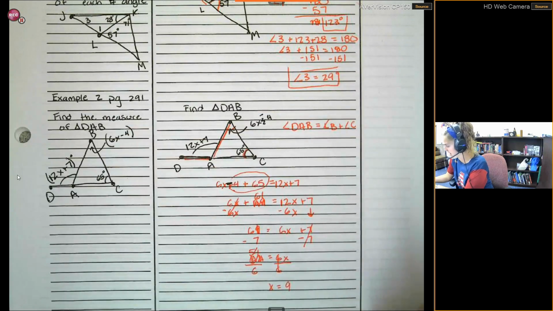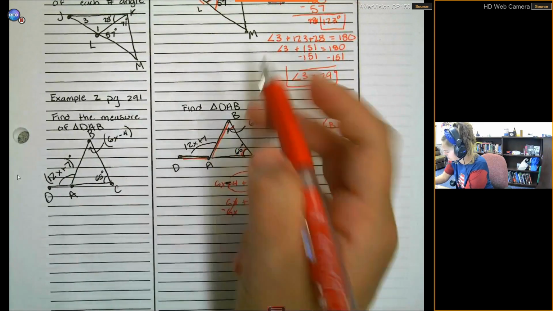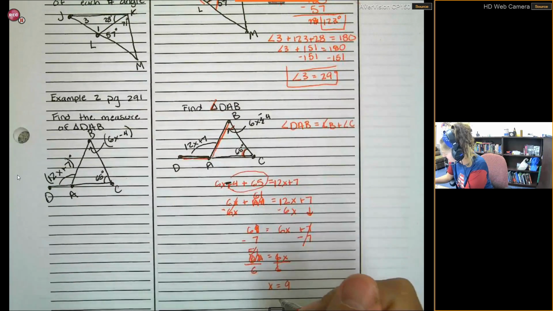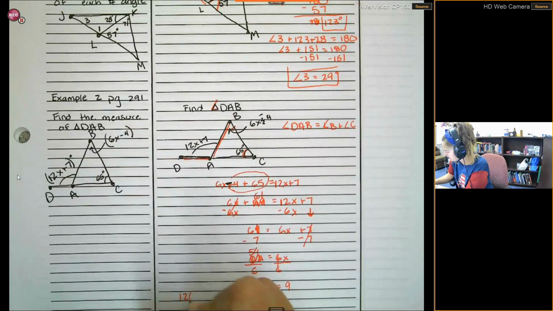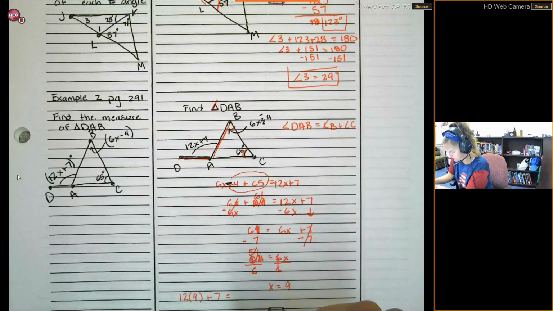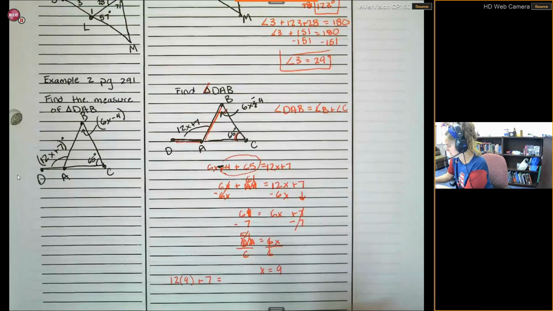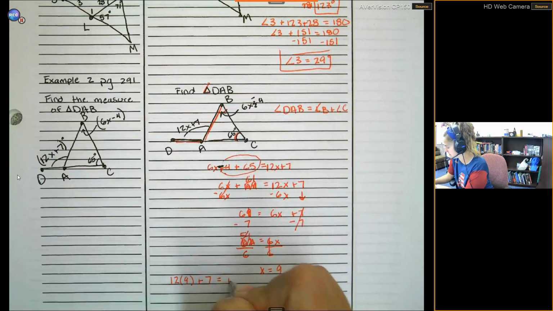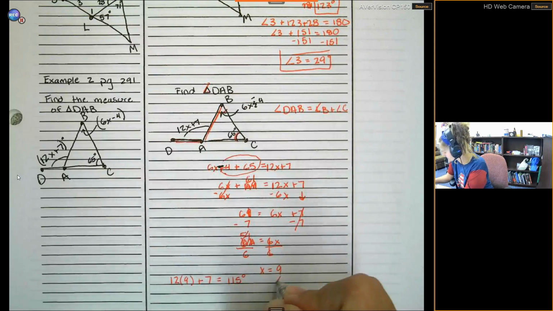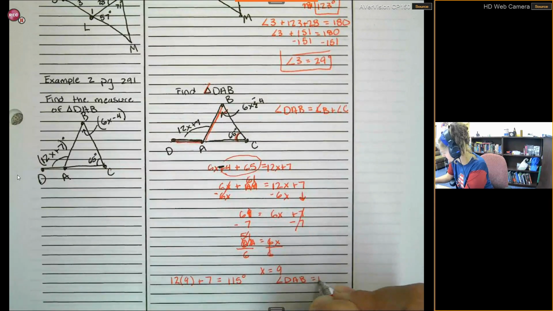Okay, is that what the question asks? It wants us to find angle DAB. So how can we find this? Yes. Plus 7. What you got? 115? Perfect. So angle DAB is 115 degrees.